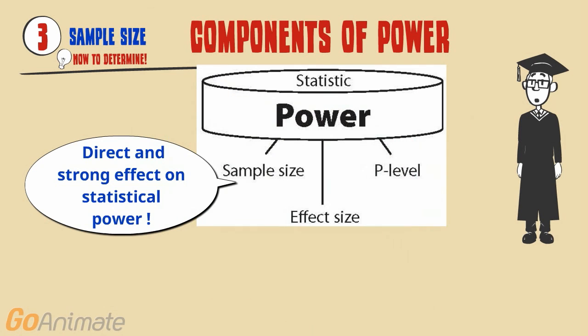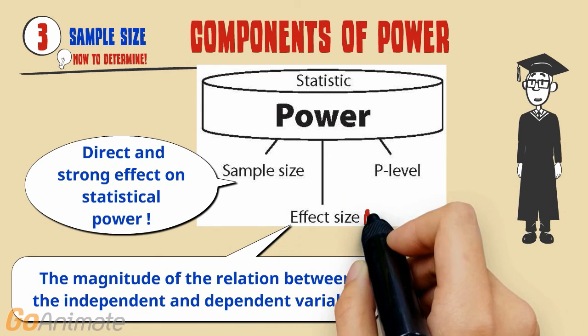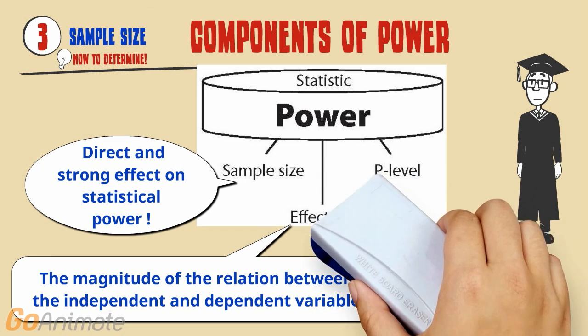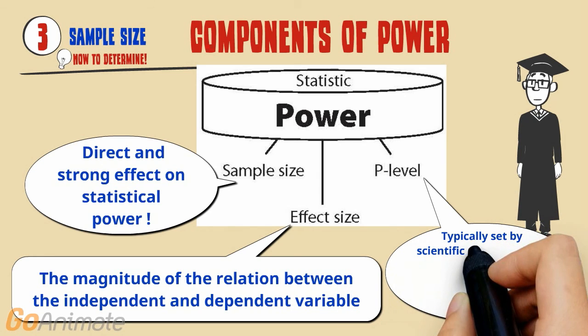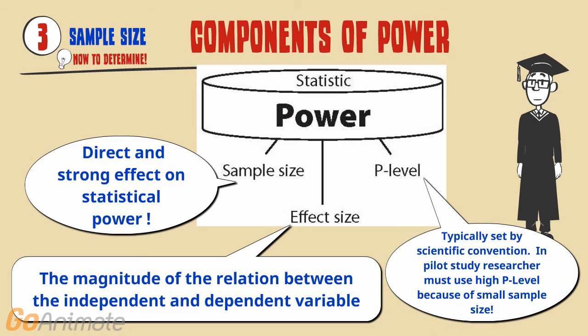The effect size, which is responsible for the magnitude of the relation between variables, can be measured as small, medium, and large. Typically, set by scientific convention, in the pilot study, researcher must use high significance level, which is called here P level, because of the small sample size. The most common reason to conduct a power analysis is to determine the sample size needed for a particular study. However, power analysis may also be used after a study has been completed to determine if the reason an effect was not significant was insufficient power.